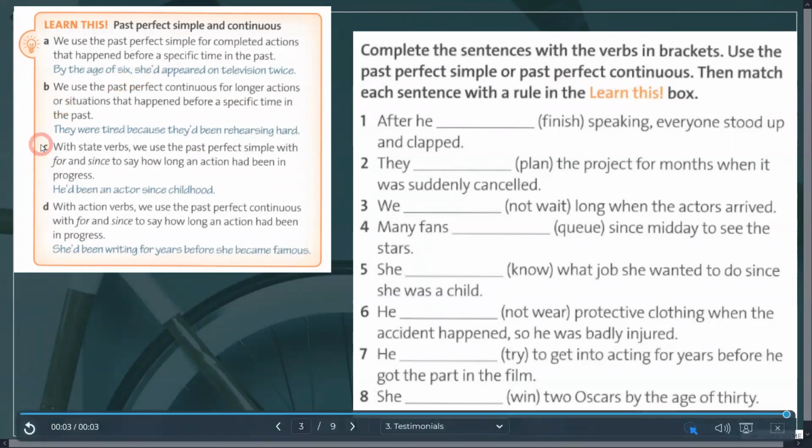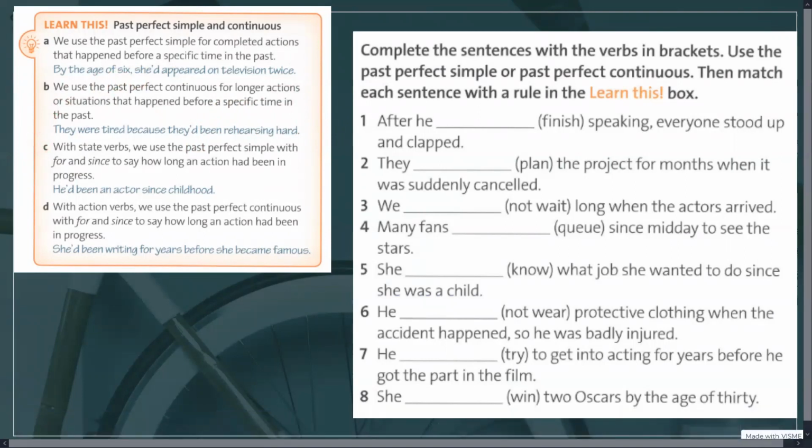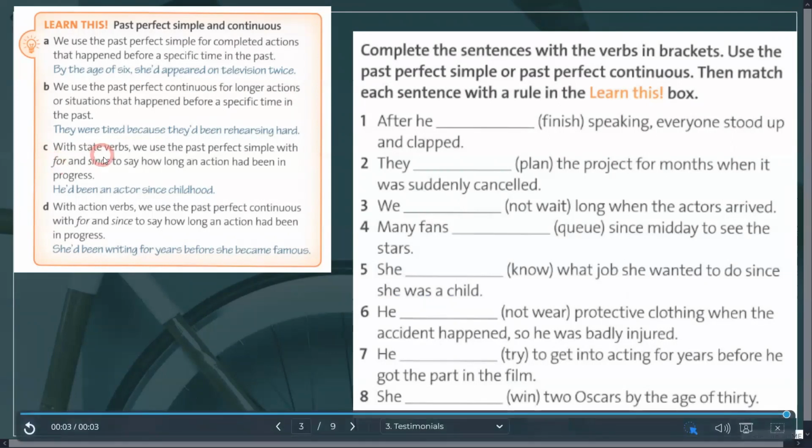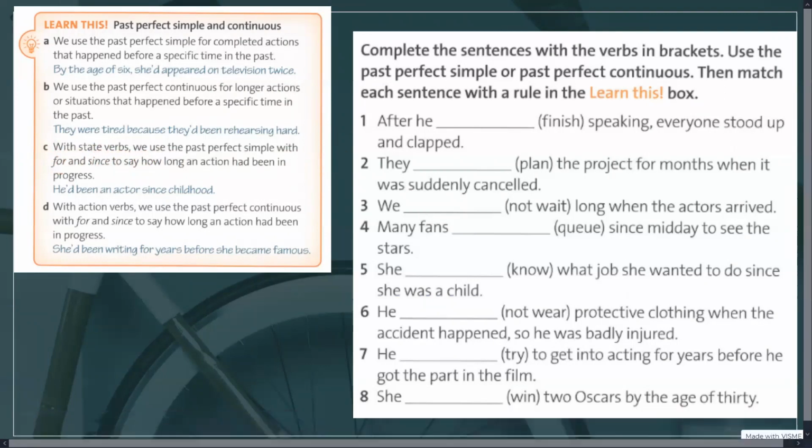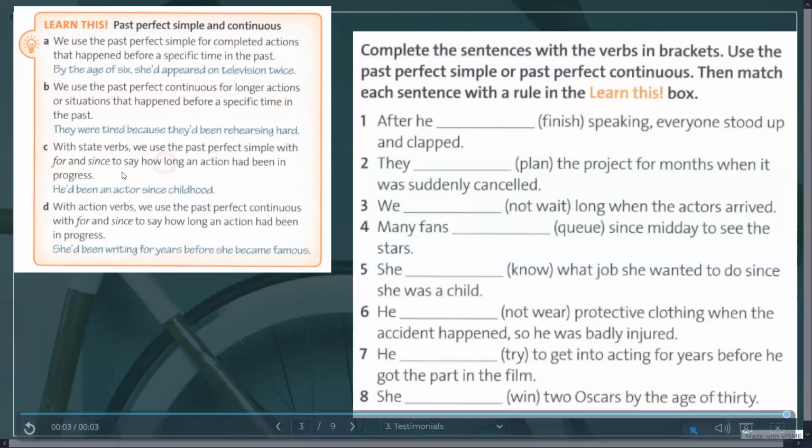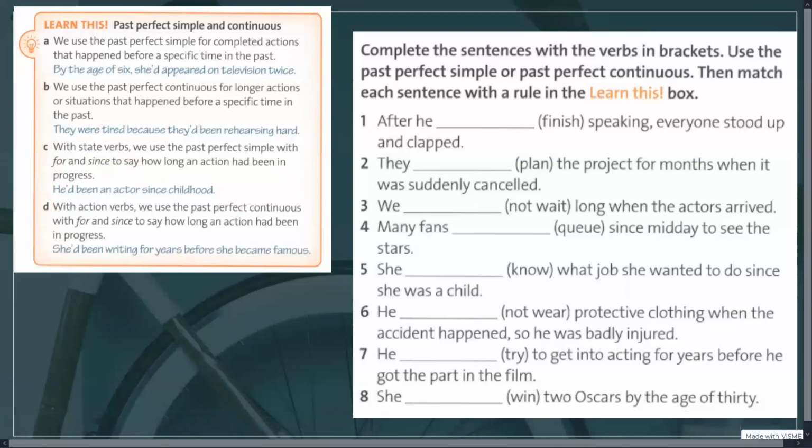With state verbs, we use the past perfect simple. Naravno, znači kad god imamo state verb ili glagole stanja, uvijek će biti simple, pa tako i u past perfectu. Čak i kad imamo for i since, to say how long an action had been in progress. Na primjer, he'd been an actor since childhood. He had been an actor since childhood. Ali, naravno, with action verbs, we use the past perfect continuous with for and since to say how long an action had been in progress. For instance, she'd been waiting for years before she became famous, or she had been waiting.